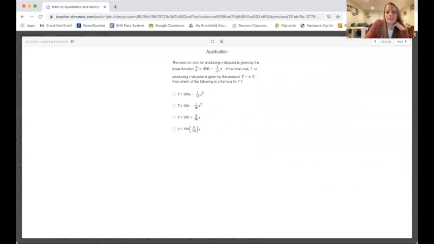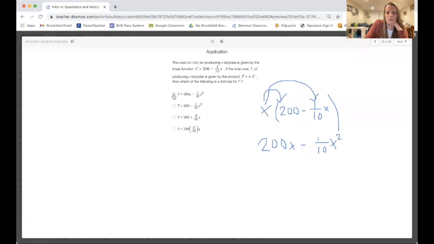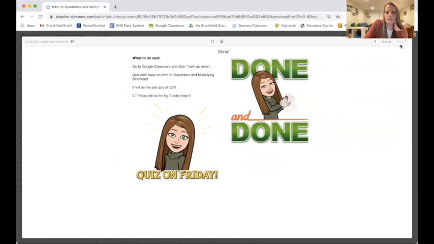And last one. So they basically want you to take this equation and multiply it by x. So we're going to do x times 200 minus 1 over 10x. So if I distribute this, I get 200x minus 1 over 10, and then x times that is x squared. So I believe it is choice 1. And then basically if you distribute, that's what you get. So you can kind of just show the work there or whatever. And that is the answer key in a nutshell.